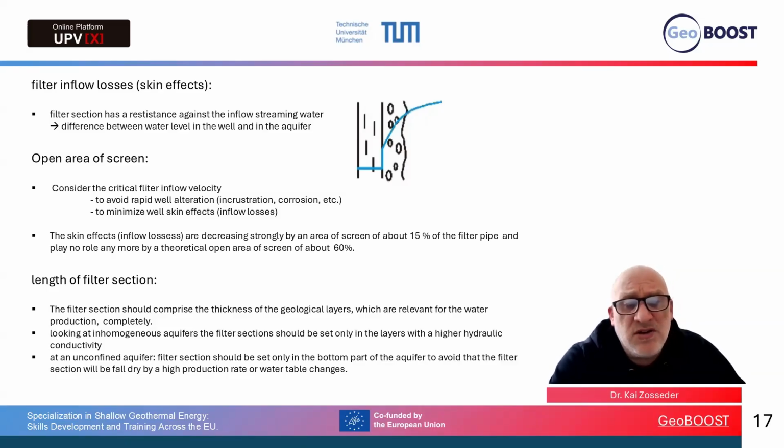And if you have an unconfined aquifer, you should consider that the filter section should be set only in the bottom part of the aquifer to avoid that your filter section falls dry, because the water table is changing and there is a dynamic. So this is not good. Then you also change hydrochemical situations in your well, and this can lead to well alteration.